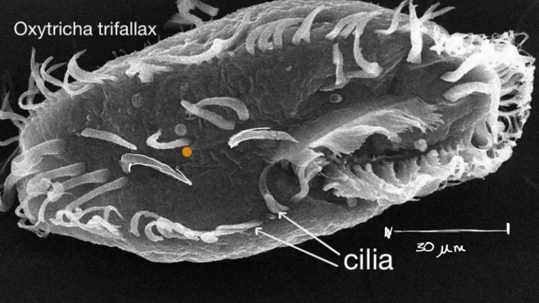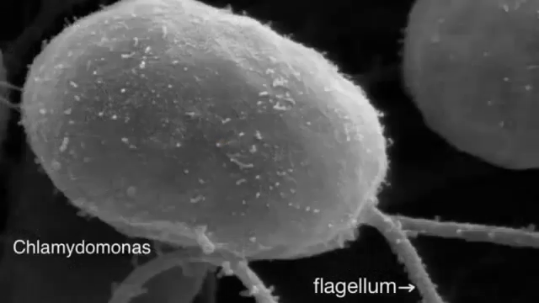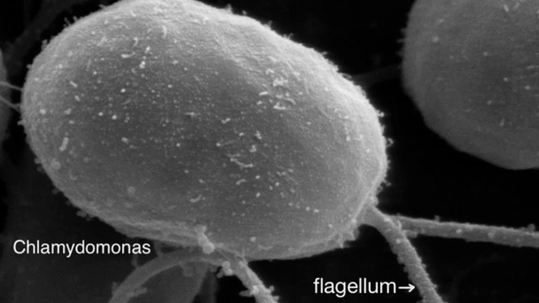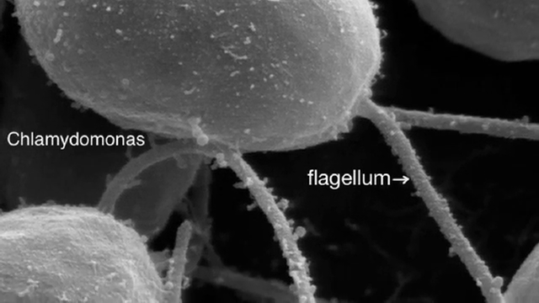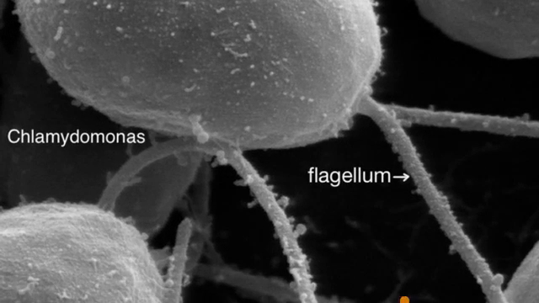Now, another related idea is instead of having many cilia, some unicellular organisms will just have one large thing that looks like a tail that they can whip around to move. So this right over here is a commonly studied green algae. It's called Chlamydomonas, and you can see very clearly here this flagellum, this tail-like structure. And this is extremely thin. We're seeing it under a very powerful microscope right over here.